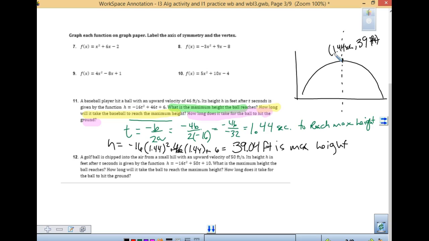So when you're answering this question, how long? If you know where the vertex is, it should be really close to that. And in this case, I would take 2.8 seconds, 2.88 seconds, something along that. And what could you do now? You can plug that 2.8 into the equation, just like we plugged in 1.44 here. And it should come out really close to zero, okay? If I use 2.8 or 2.88 or 2.9 seconds, or I use 3 seconds, it should be really close to getting to zero, okay? So that's how you want to look at that.